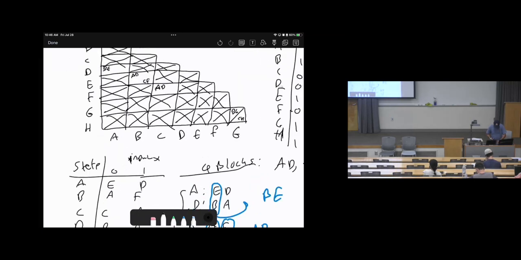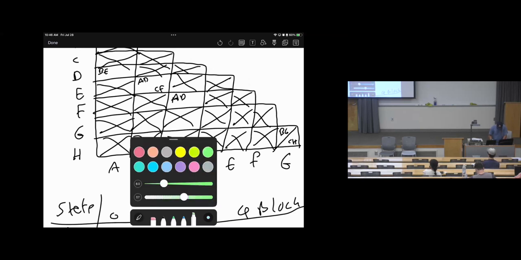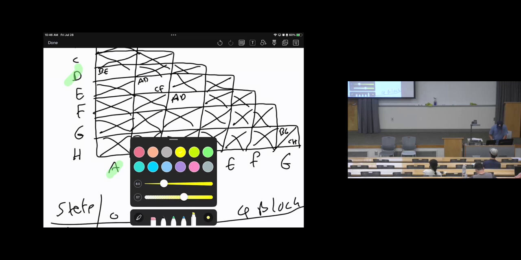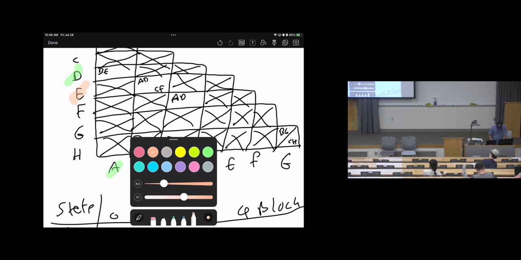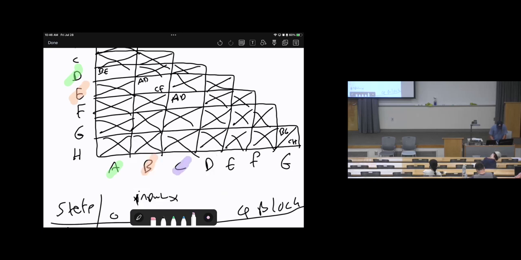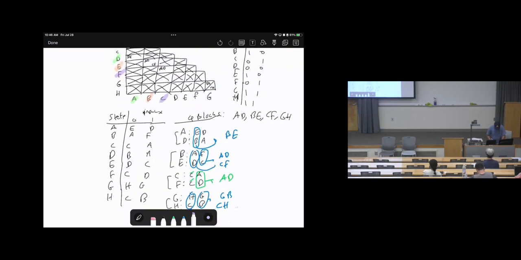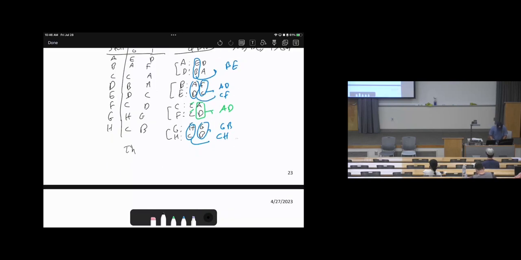These blocks are AD, that's uncrossed. Let me mark them with the green. AD. Then we have BE. Then we have CF. So as a result, since we have uncrossed blocks, I'm going to write it here, 3 blocks uncrossed, which are AD, BE, CF.